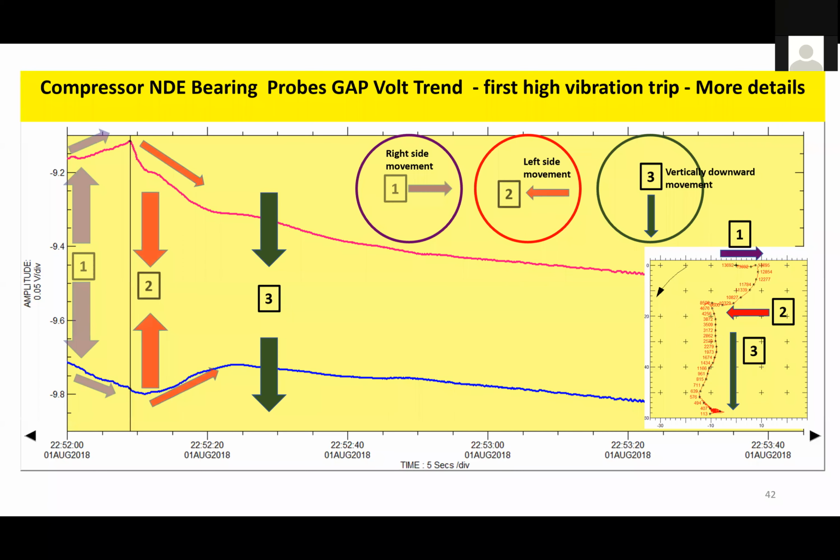Actually, I did not have time to present, but there are quite a few cases where the bearing damages were also indicated. The gradual damages were also indicated in the gap voltage trends. So with these presentations, I'm trying to impress upon you the importance of the shaft center line plot and the gap voltage trend plots in diagnosing the machine conditions.